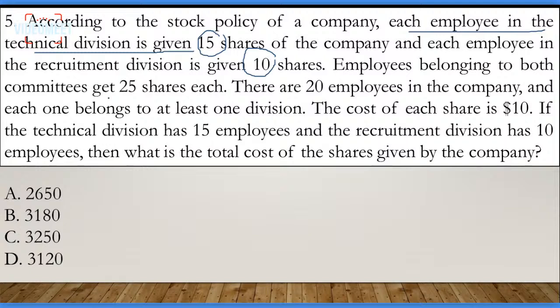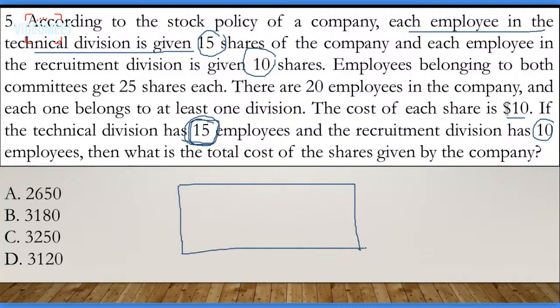That means employees in both technical and recruitment get 25 shares. There are 20 employees in the company and each belongs to at least one division. The cost of each share is $10. If the technical division has 15 employees and the recruitment division has 10 employees, then what is the total cost of the shares given by the company?